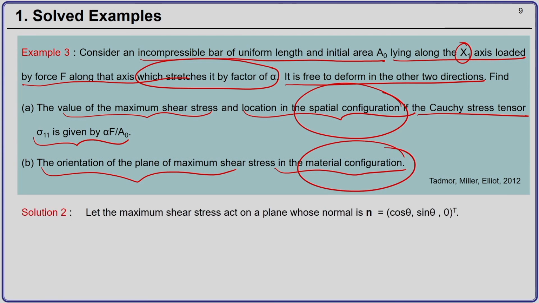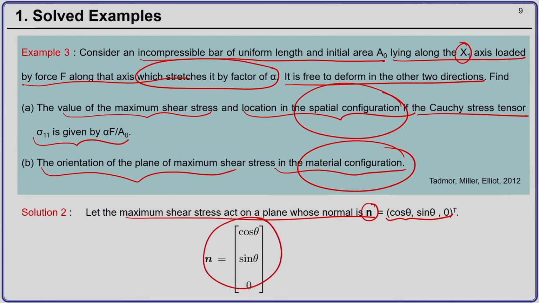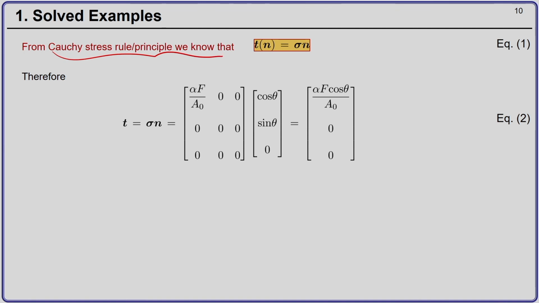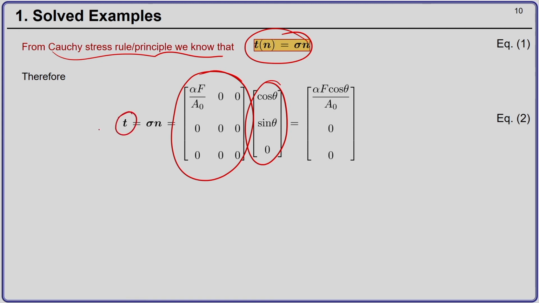Okay. So, now let the maximum shear stress act on the plane whose normal is n, given by cos theta, sin theta, 0. Okay. And from the Cauchy stress principle we know that T equals sigma n, and now our sigma is given by the following expression. Okay. Apart from sigma_11, everything else is 0, n is cos theta, sin theta, 0, therefore our traction vector T is nothing but alpha F cos theta by A_0, 0, 0.